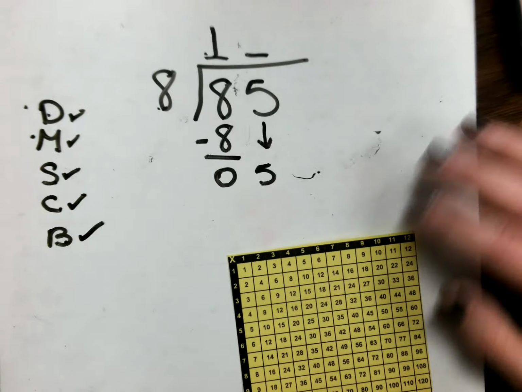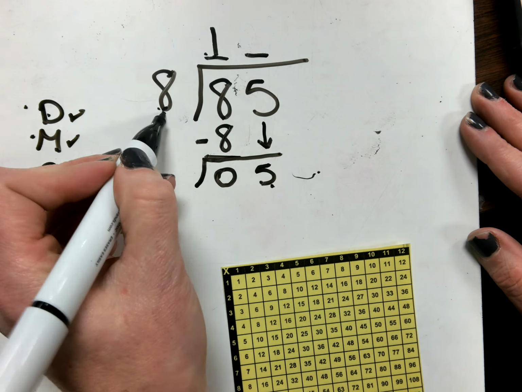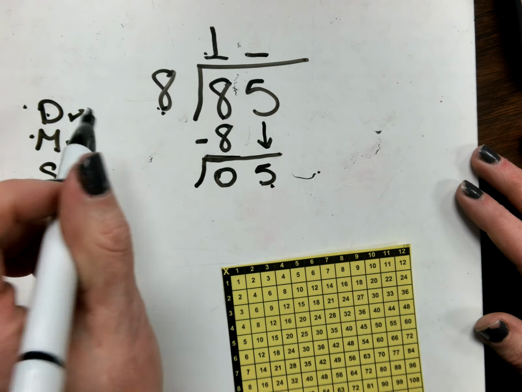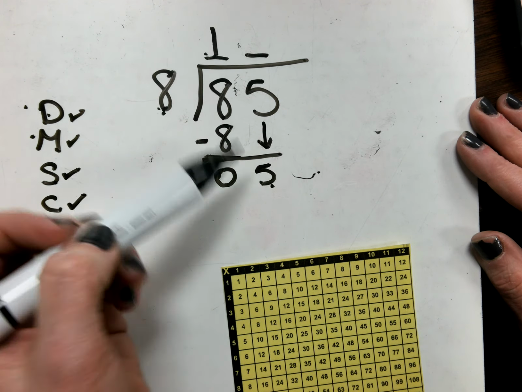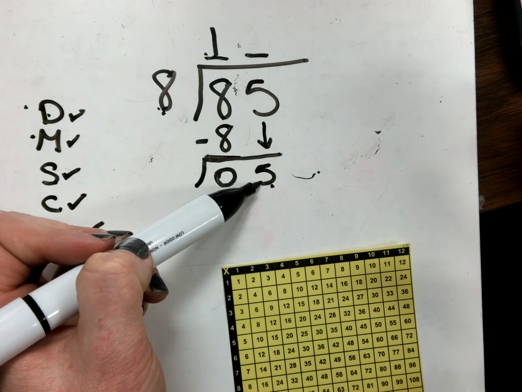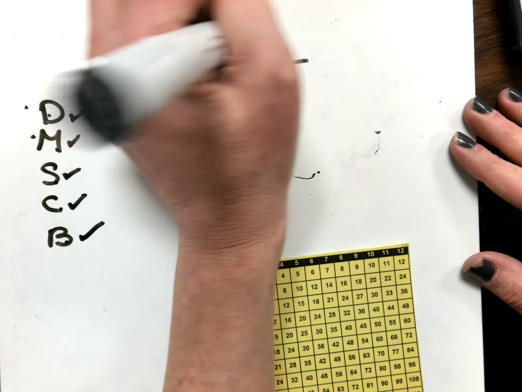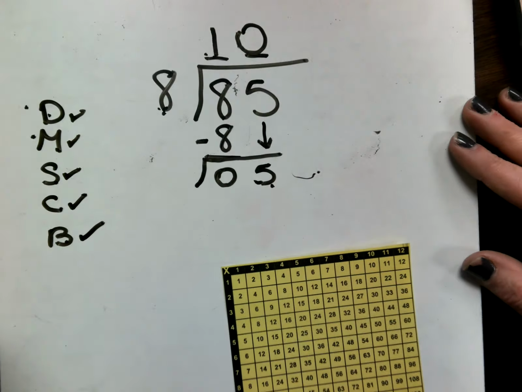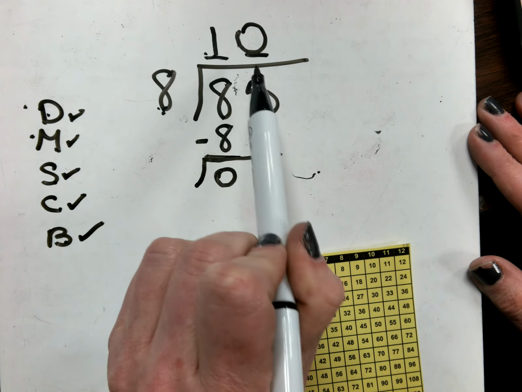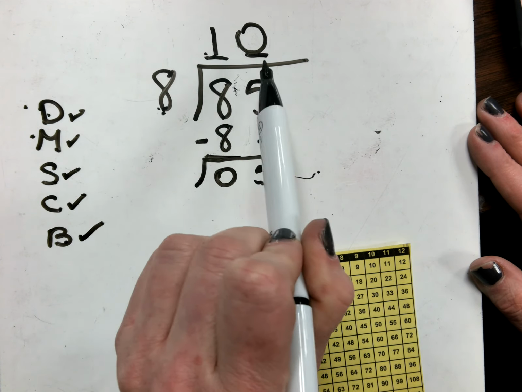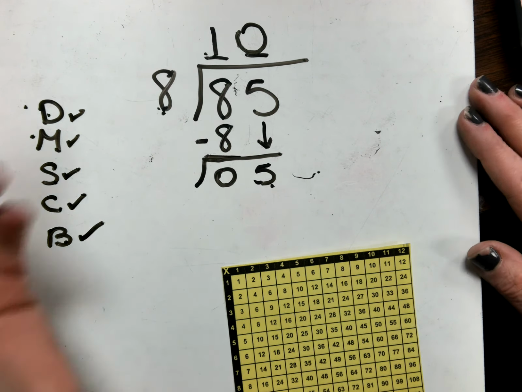Okay, so now it's like we have a whole new problem, 5 divided by 8. Now we want to look at the D for divide. So how many 8s fit into 5? Well, we know that we can't fit a larger number into a smaller number, so we're just going to say 0 times. Remember that even if it's 0, if it doesn't fit, you can't leave it blank. You need an answer for each of your place values. So 0 would be the answer in this case.